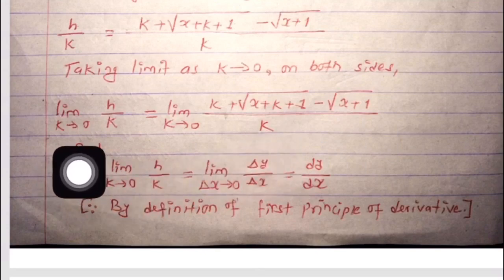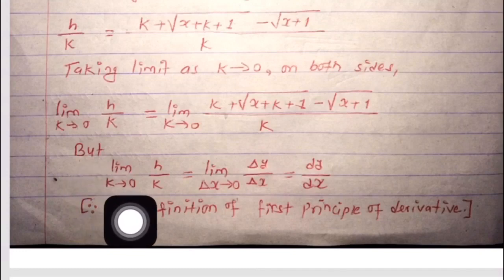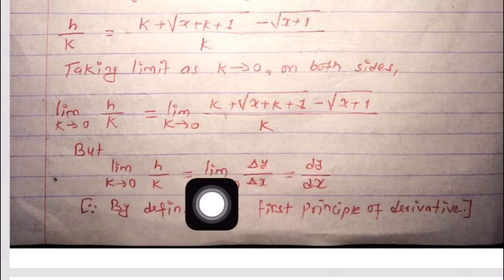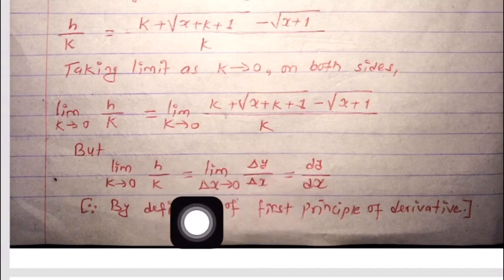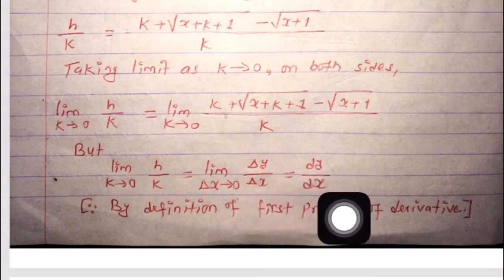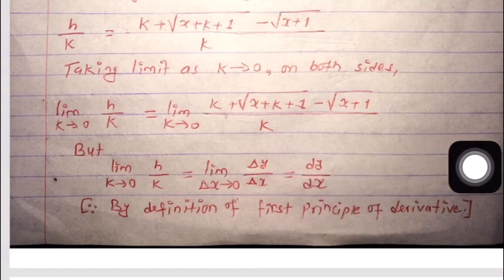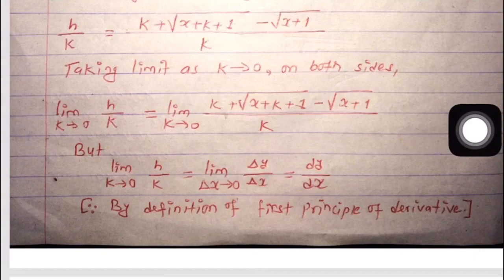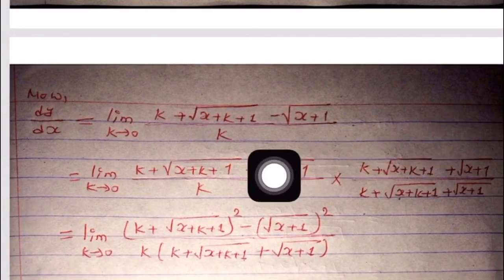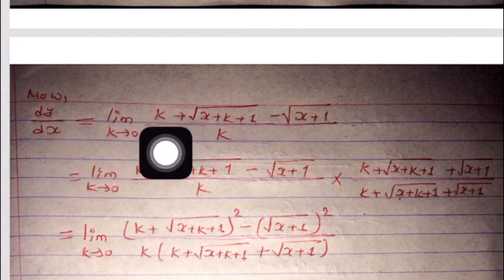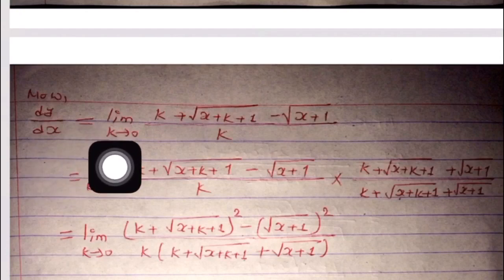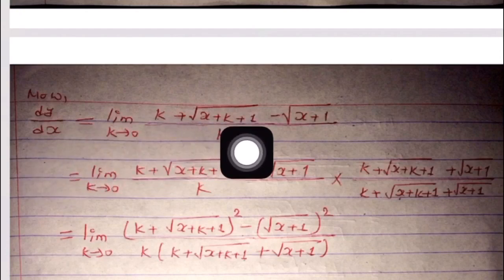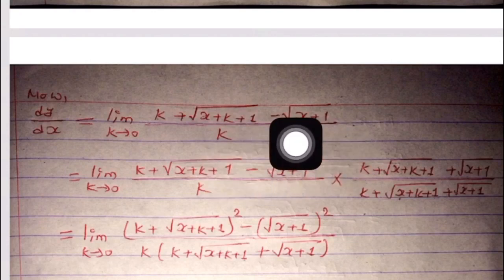But we know from the definition of the first derivative, limit k tends to 0 of h divided by k is equal to limit del x tends to 0 of del y by del x. Actually h means del y and k means del x. This is equal to dy by dx, which means the derivative of y with respect to x by the definition of the first principle of derivative. Now using dy by dx in place of limit k tends to 0 of h by k, we have dy by dx is equal to limit k tends to 0 of k plus root under x plus k plus 1 minus root under x plus 1, whole divided by k.